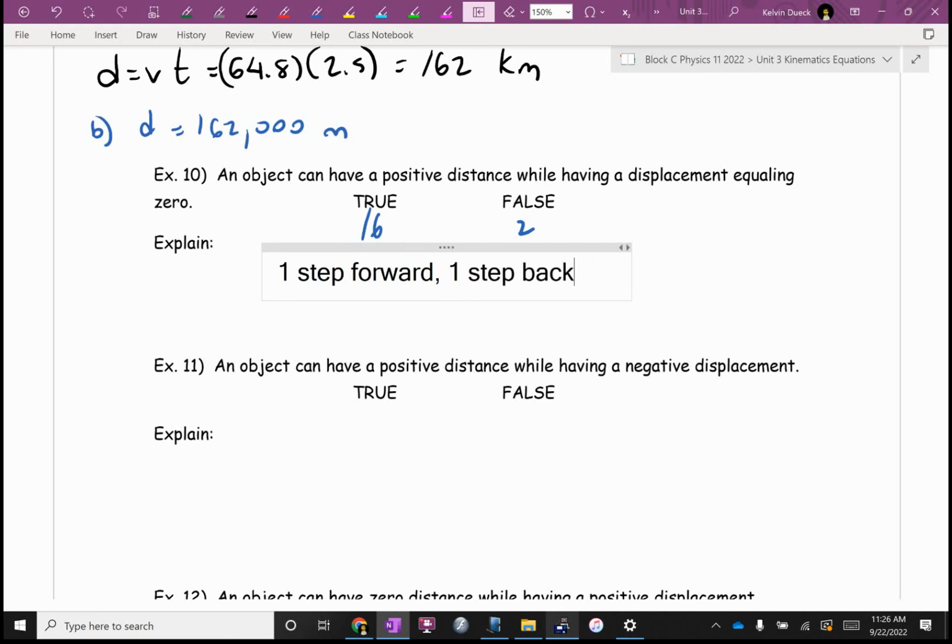That would be 2 steps. If each step was a meter, 2 meters. 0 displacement. Yes? So, true. You can't have a positive distance, 2, and a displacement equaling 0. Okay, next question.